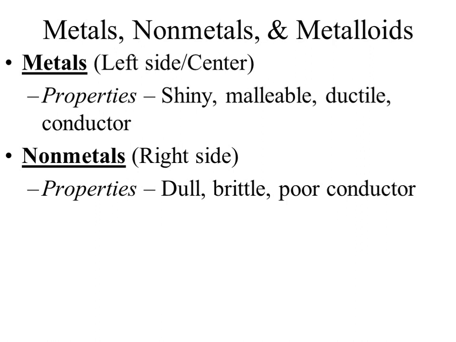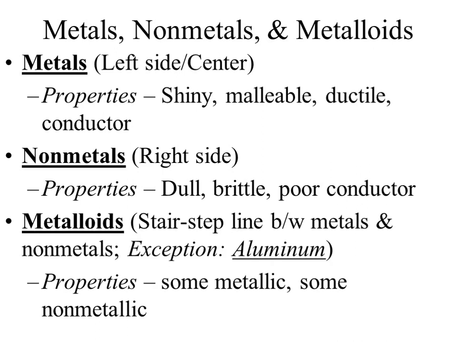Overall, the nonmetals themselves, if they're in the solid state, are relatively dull in appearance, very brittle. If you hammer on them, they won't flatten, they'll just fracture, and they're poor conductors, which makes them good insulators. Elements that directly border that stair-step dividing line between the metals and the nonmetals are referred to as metalloids, and as you might expect, their properties are somewhat like that of metals and somewhat nonmetallic in nature.